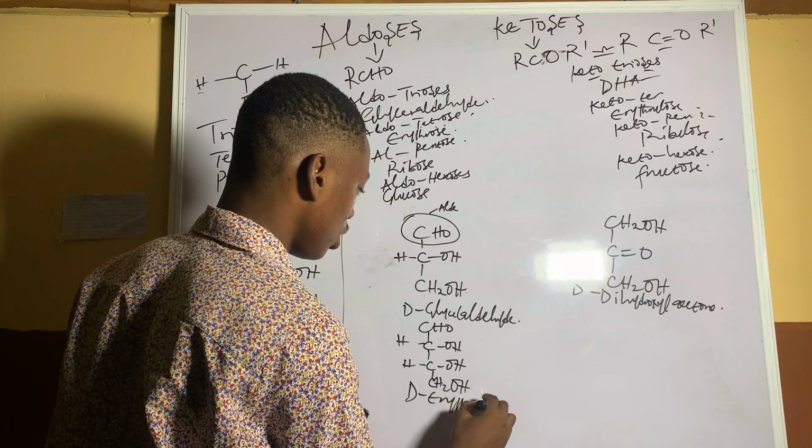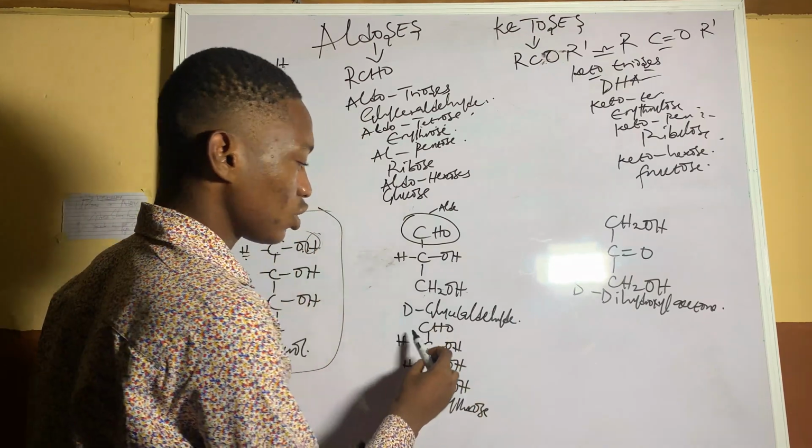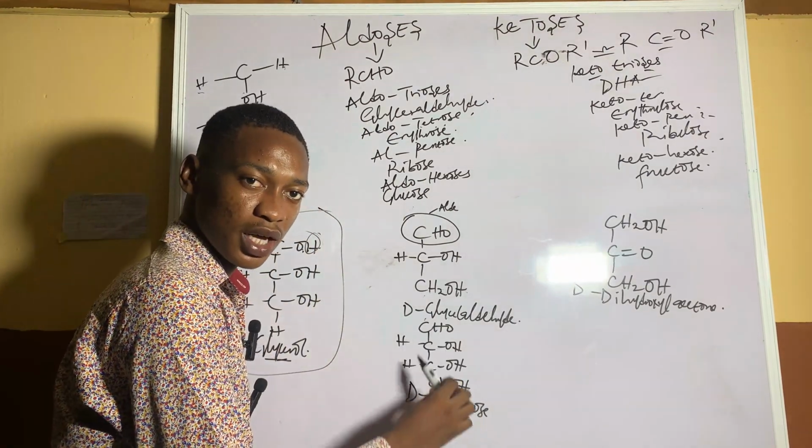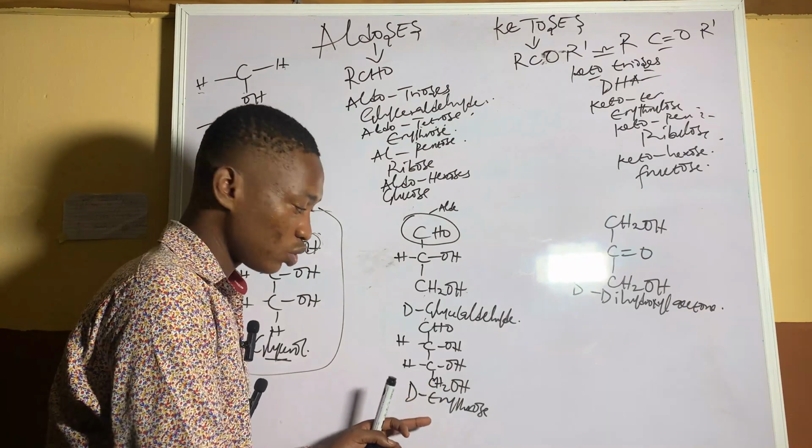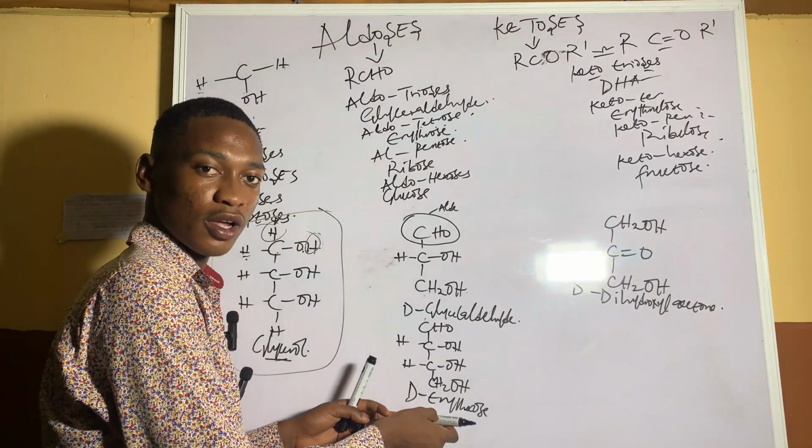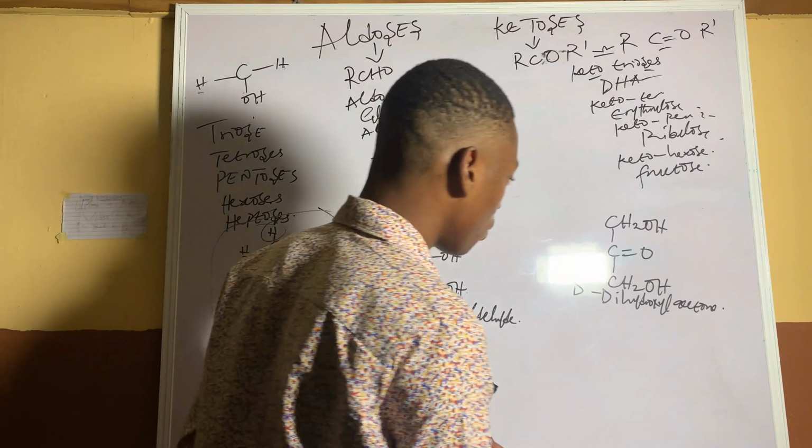D-erythrose. And the name is what? Aldotetrose. Are we there? Example of an aldotetrose: D-erythrose. This is the structure here, now in an open form.